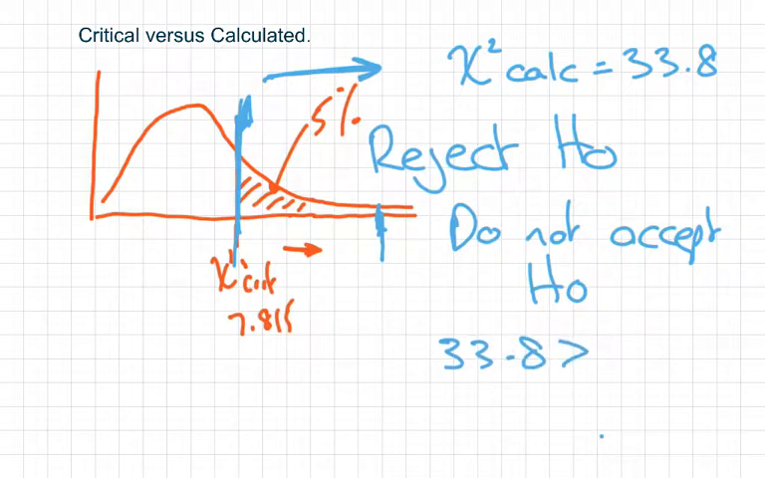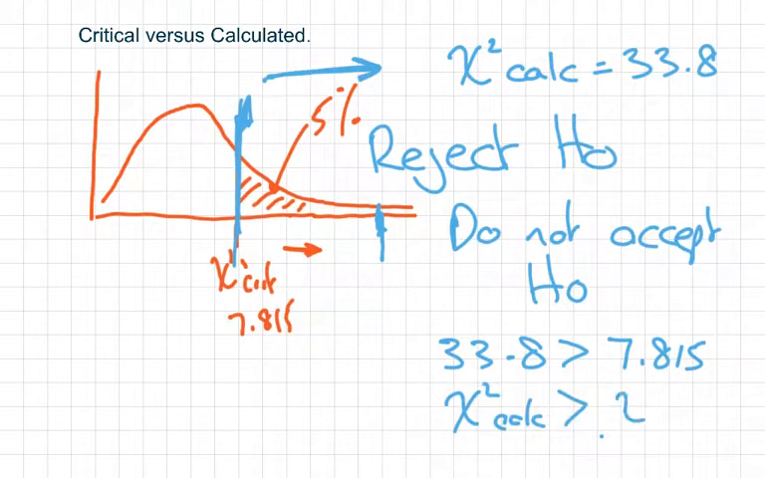33.8 is greater than 7.815. The calculated value, chi-squared calc, is greater than chi-squared crit. We are in the reject H0, do not accept H0 region. So what is that saying? We could accept our null hypothesis: shirt choice is independent of gender. That seems to make some sort of sense, and that's what the data is showing us.